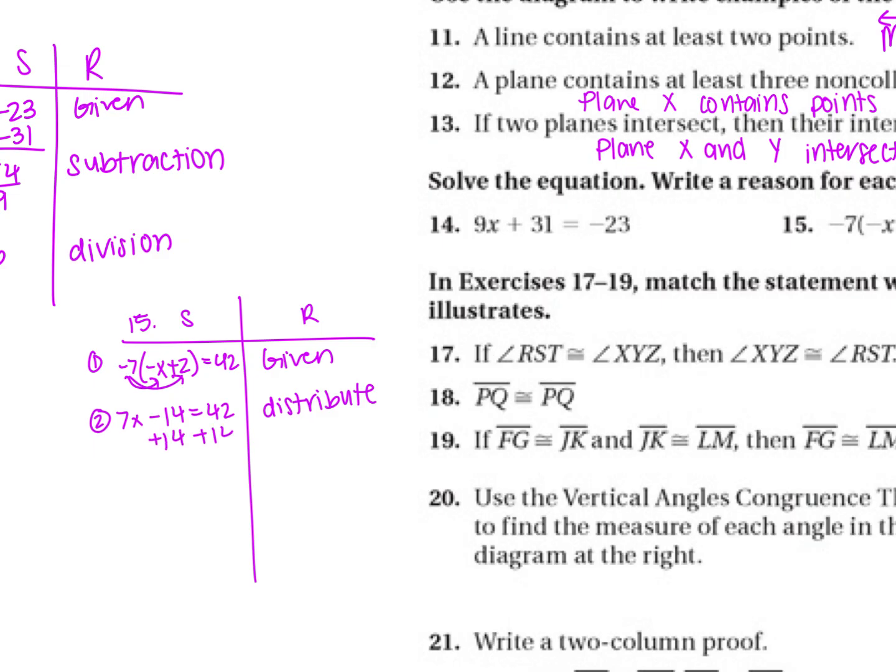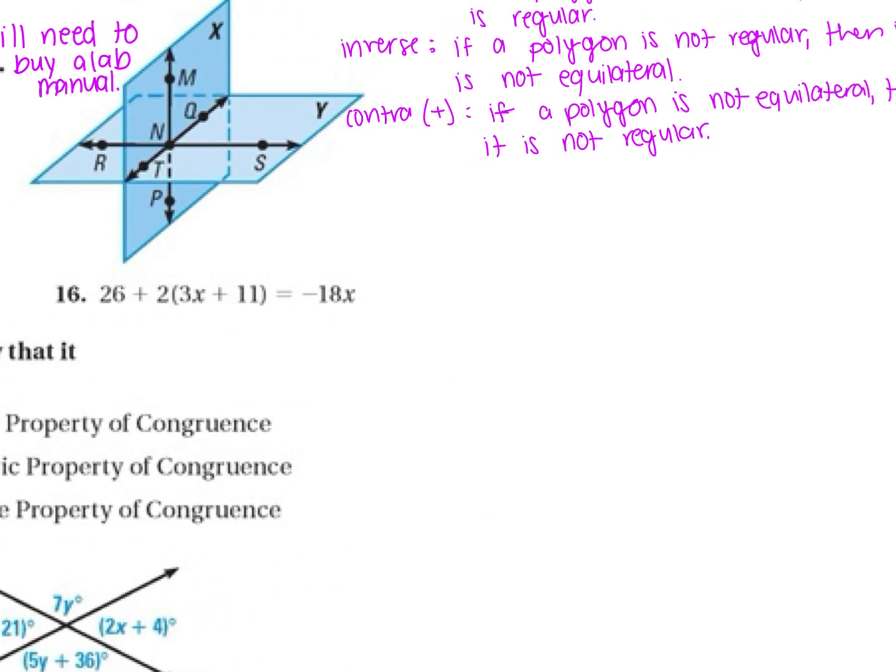I'm going to go ahead and solve. I'm going to add next. So I have 7x equals 56. That was addition, POE. And then lastly, I'm going to get what x equals. And I use division. All right, next, 16.